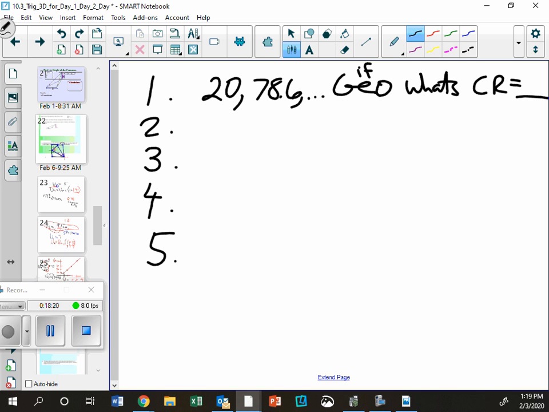Number 2, the same problem, what's the growth rate? And hint, it's different. If you think that the growth rate is the same as common ratio, you have another thing coming. Question 3.